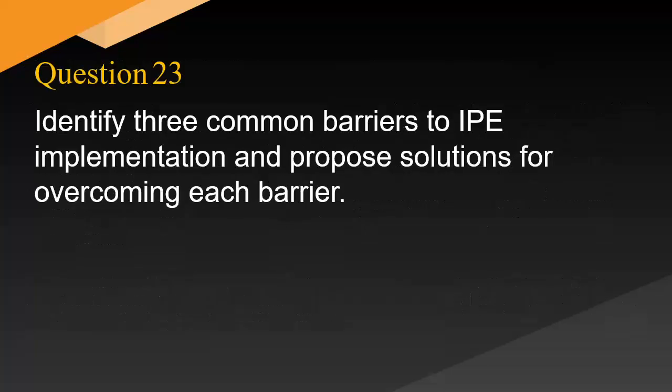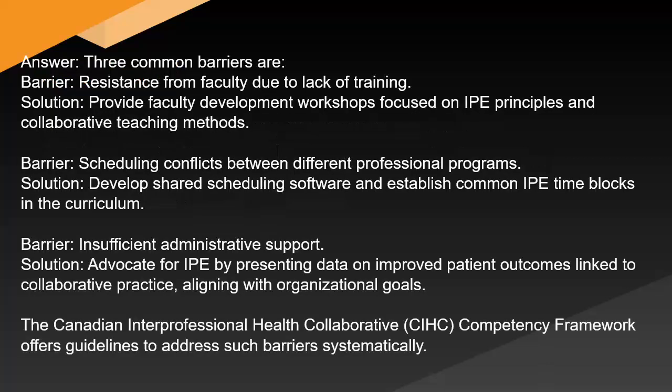Identify 3 common barriers to IPE implementation and propose solutions for overcoming each barrier. Answer: 3 common barriers are: Barrier, resistance from faculty due to lack of training. Solution: provide faculty development workshops focused on IPE principles and collaborative teaching methods. Barrier, scheduling conflicts between different professional programs. Solution: develop shared scheduling software and establish common IPE time blocks in the curriculum.